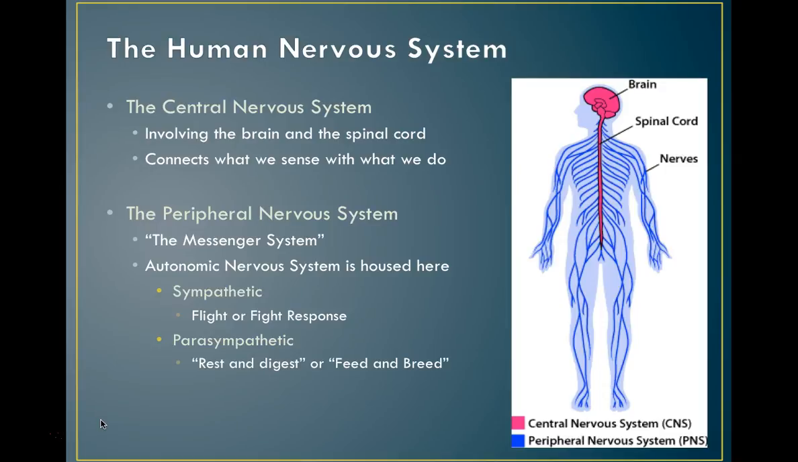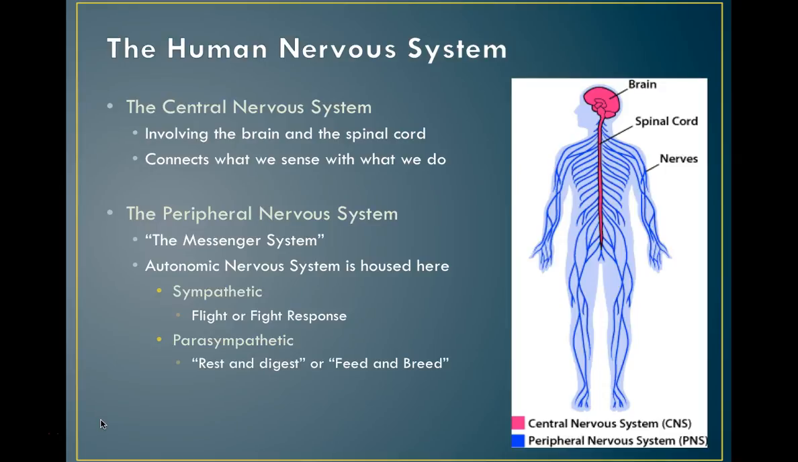So the diagram you're looking at here is a diagram of the human nervous system. And that pink part, which makes up the brain and spinal cord, that is our central nervous system. The blue part is your peripheral nervous system. So that central nervous system, involving the brain and the spinal cord, is what connects everything we're experiencing with how we react and what we do.